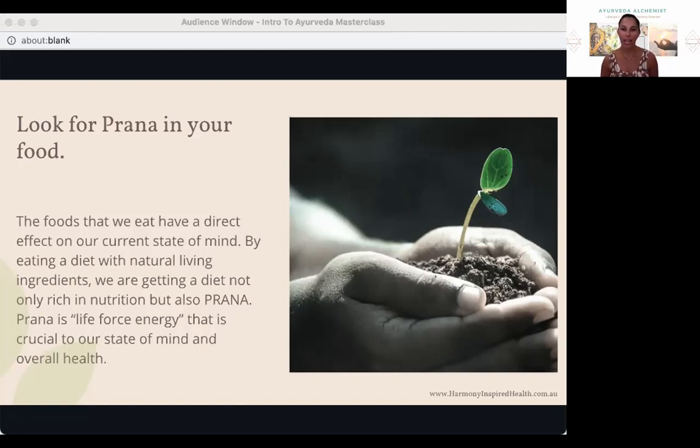The foods that we eat have a direct effect on our current state of mind. By eating a diet with natural living ingredients, we are getting a diet not only rich in nutrition, but also prana. Prana is life force energy that is crucial to our state of mind and overall health. If we look at canned food versus fresh food, if you have fresh fruit, for instance, and you take the seeds of that fruit and plant them in the earth, it sprouts new life because it has prana. But if you have that fruit in a can and you plant that, nothing sprouts because the prana has been taken out of that fruit.